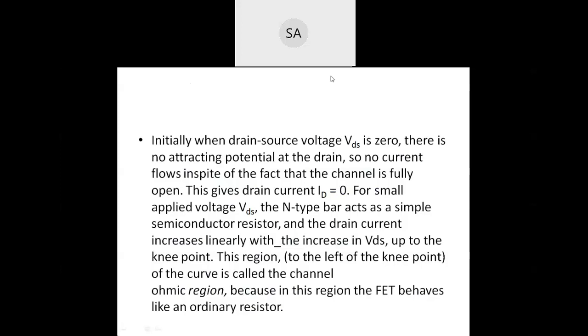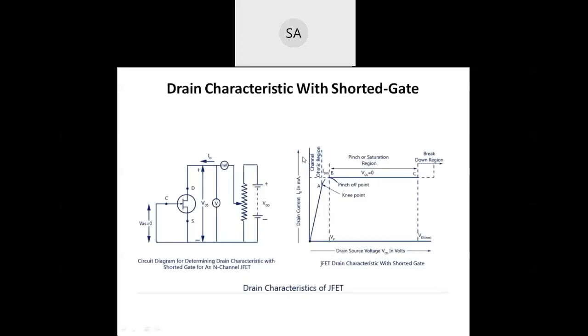drain current 0. For small applied voltage VDS, the N-type bar acts as a simple semiconductor resistor, and the drain current increases linearly with the increase in VDS up to the knee point. So here we are applying a VGS and slowly increasing the VDS, and the current slowly increases up to this knee point. In this region, the entire semiconductor channel acts as a small resistor.